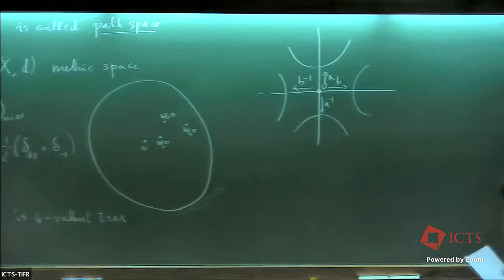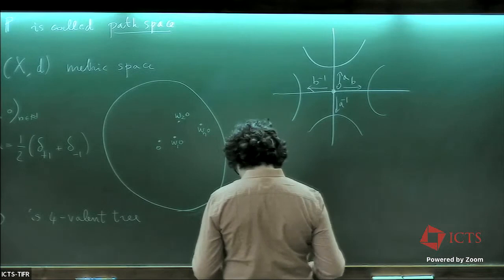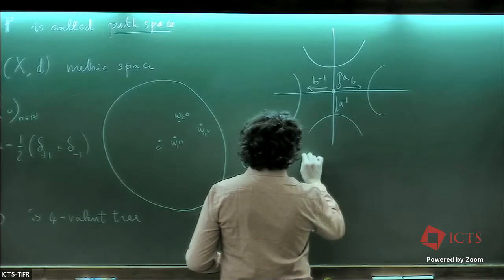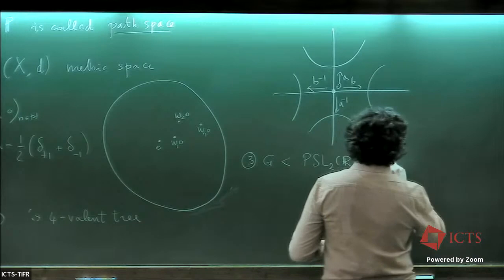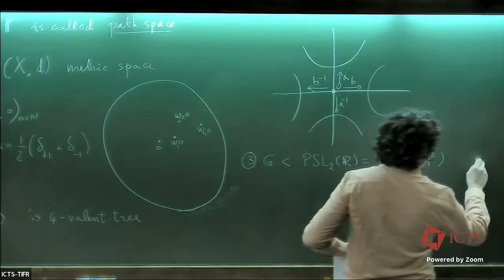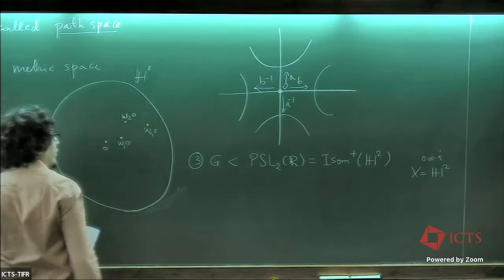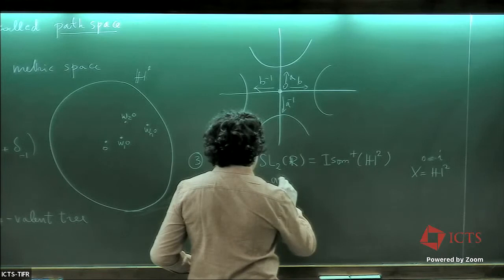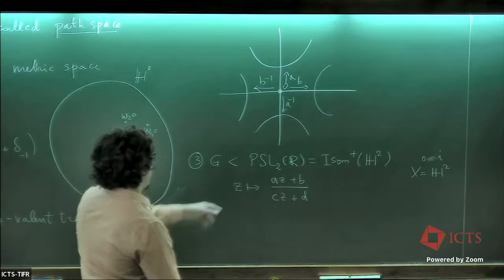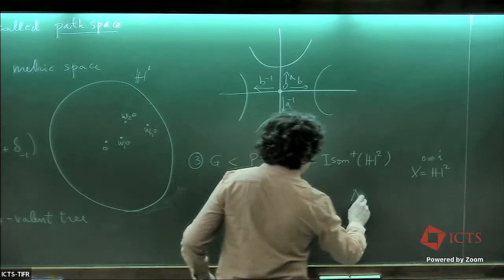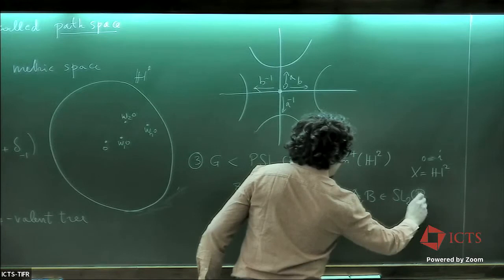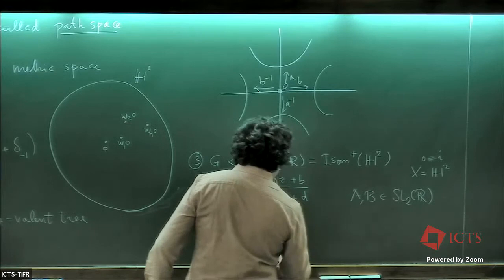Okay, and the other example that we really love is when you have G to be a subgroup of PSL2R, because this is indeed the group of isometries of the hyperbolic space. And so we take O to be, for instance, i, and then you have X equal to H2, and this is exactly the picture that I already drew here. The action is given by Möbius transformations. Each element here is a matrix. So we can pick two matrices, A and B, in, say, SL2. Then, for instance, you can consider the random walk where you pick the matrix A with probability 1/2 and the matrix B with probability 1/2. This would be one option.